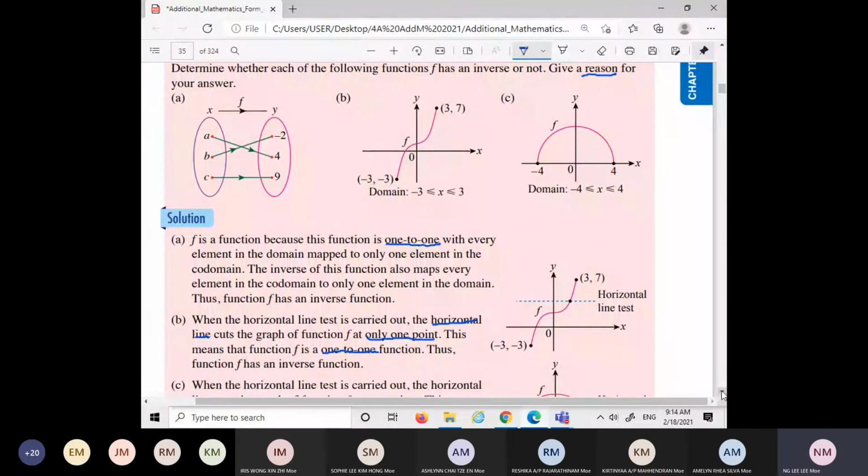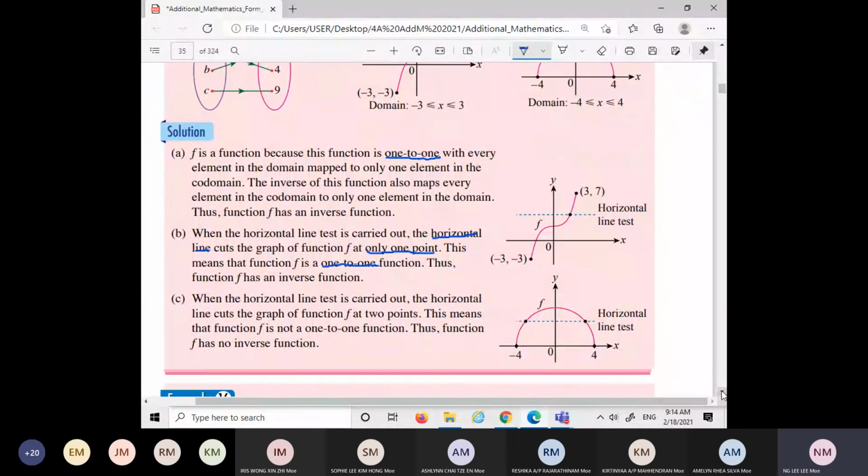Then we look at C. For C, when you do the horizontal line test, it fails. The horizontal line cuts at 2 points. So this is not a one-to-one function, so f has no inverse function.